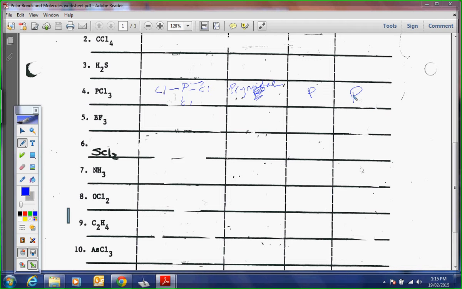Polar. Hang on though. If I drew that differently, it would look symmetrical. If I drew it like this, it would look symmetrical. So why isn't this a non-polar molecule? Yes? Because phosphorus has a lone pair on top. Right. And that lone pair pushes the chlorines downward, giving it that pyramid shape, or like I say, a tripod, right? Tripod.